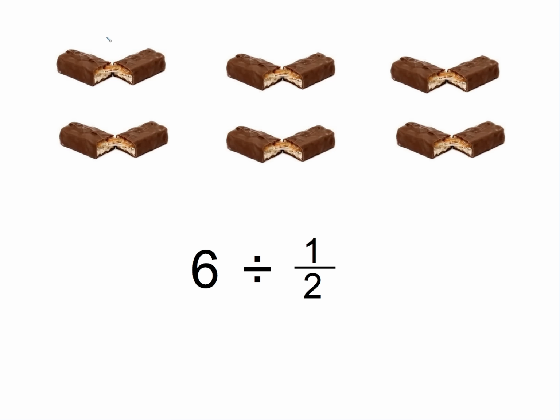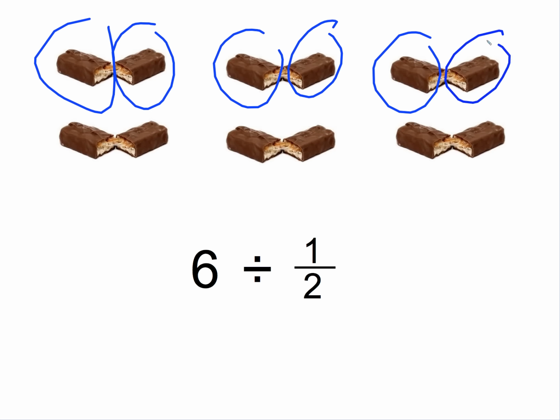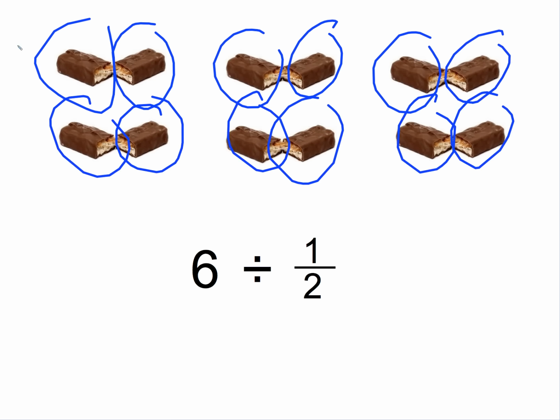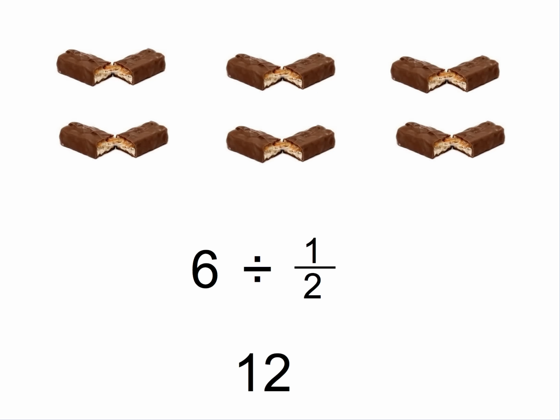Now how many Snickers bars did you end up with? Well, you have 1, 2, 3, 4, 5, 6, 7, 8, 9, 10, 11, 12. So when you took 6 and you divided by 1/2, you actually got 12. A lot of people think that 6 divided by 1/2 is 3. That is incorrect. What you have to ask yourself is how many halves can fit into 6? Well, there's 12 halves that can fit into 6. So picture the problem if you ever forget that.